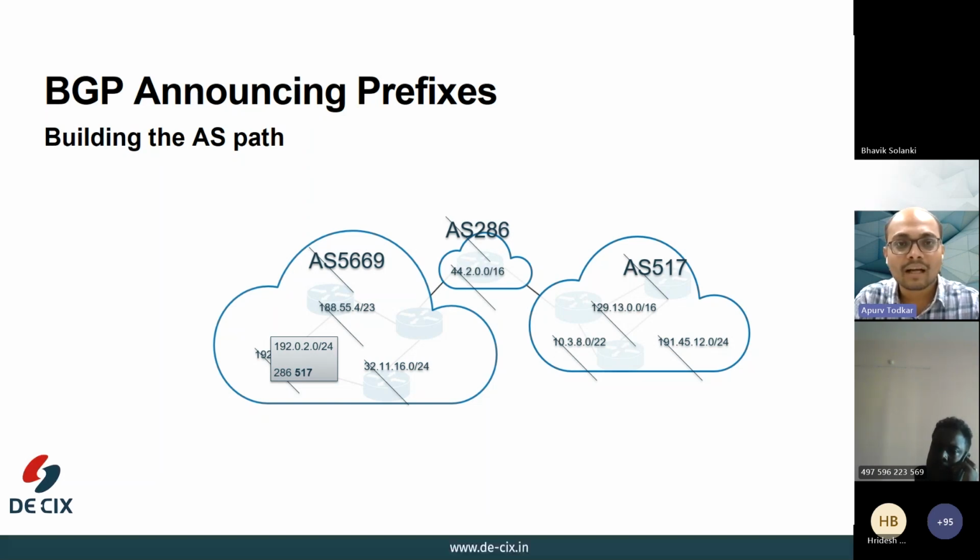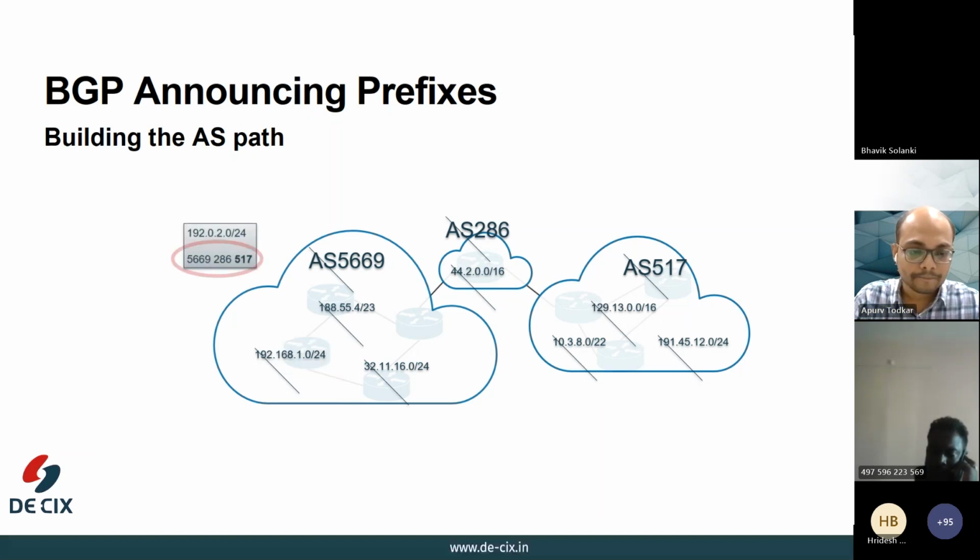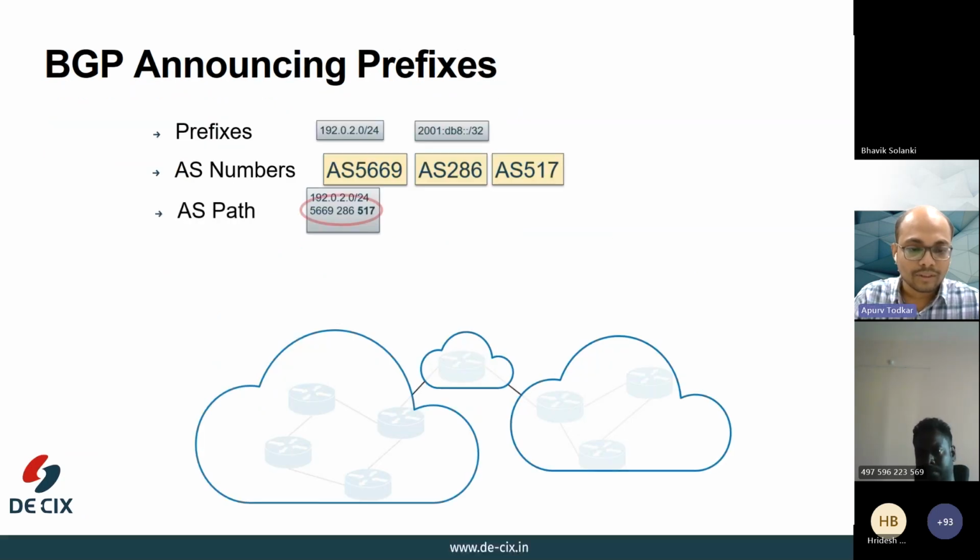So AS5669 announces it to someone else. So that the AS path is built with the originator, that is AS517, on the right hand side. You can clearly see here how the AS path is defined in this slide as well. The rightmost AS is the originator. So in this example, it's clear that prefixes were announced from AS517 to AS286 to AS5669, and the AS path looks somewhat like this. The origin AS is always on the right hand side of the AS path. That is the originator AS, as you can see here.